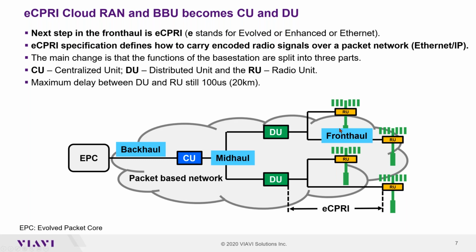And the delay of 100 microseconds, this limitation which we have learned with CPRI, is still the same between the distributed unit and the radio unit. So the maximum one-way delay allowed is 100 microseconds. And the eCPRI transport technology is here between the distributed unit and the radio unit. Here in the midhaul, it's, let's say, normal data transport, but here we have a specific eCPRI protocol and transport technique. It's based on Ethernet, of course, but it's focused on the distributed unit and radio unit.